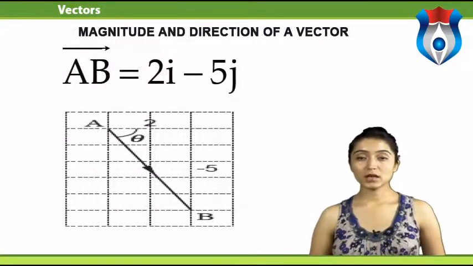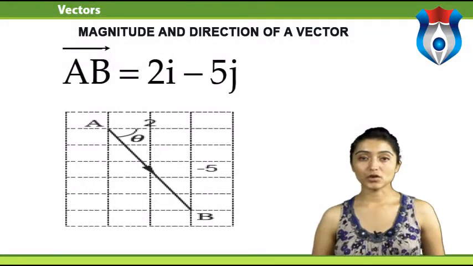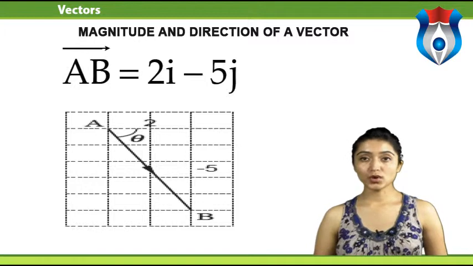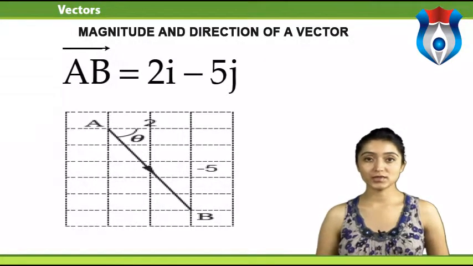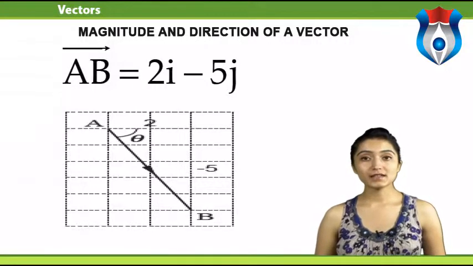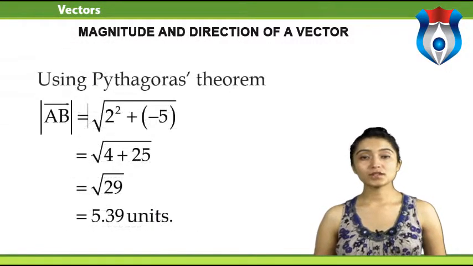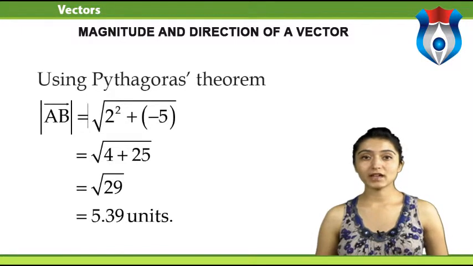Here we will discuss the magnitude and direction of a vector. Consider the vector AB equal to 2i minus 5j. The magnitude or modulus of a vector is represented geometrically by the length of the line AB. Using Pythagoras' theorem, vector AB is 5.39 units.